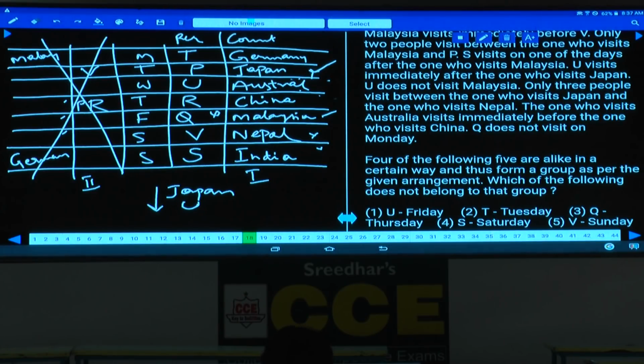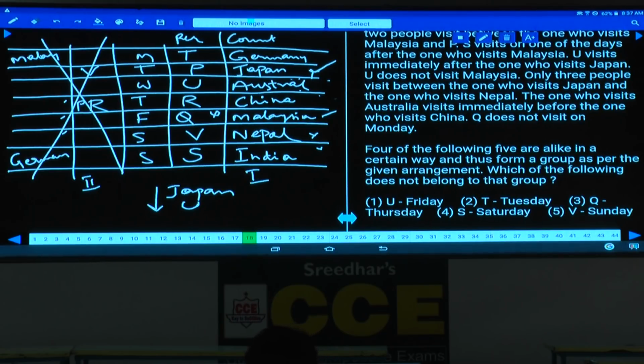Then question number 18. Four out of the following, fine, is nothing but an odd man out. T and U and Friday. U and Friday, how many persons are there in between U and Friday? There is exactly one. U is on Wednesday and Friday. And T and Tuesday, T is on Monday and Tuesday, these two are adjacent to each other. And Q and Thursday, Q is on Friday and Thursday, adjacent to each other. Next one, S and Saturday, S and Sunday, Sunday and Saturday adjacent to each other. And V is on Saturday and Sunday, this is also adjacent. But what about this one? Choice 1. Between U and Friday, there is exactly one person. And in the remaining choices, the person and the day are consecutive to each other, adjacent to each other. Now this is about question number 18.